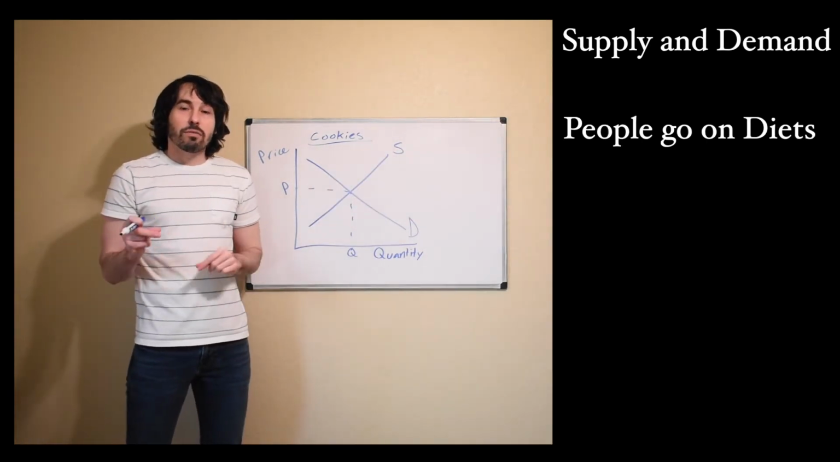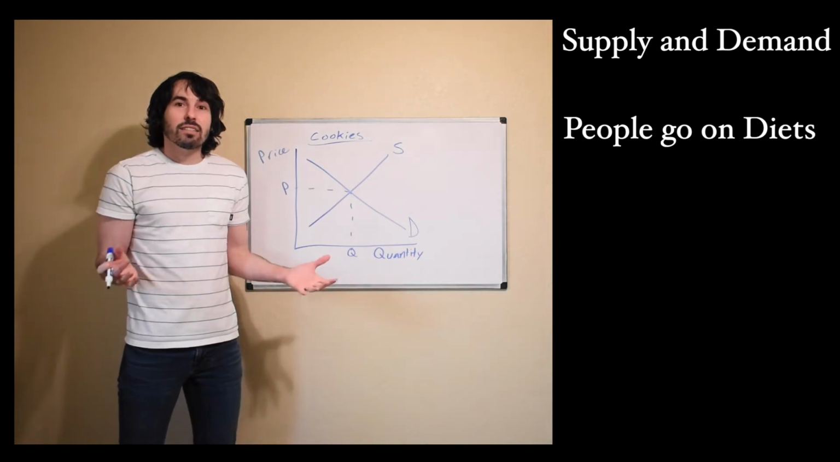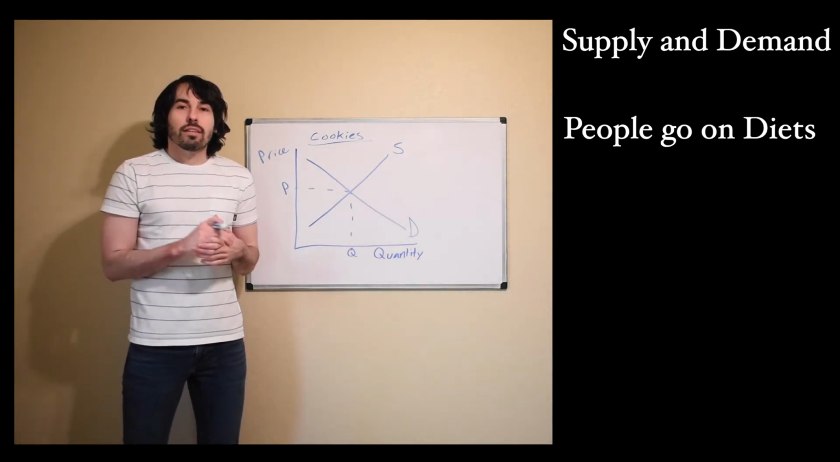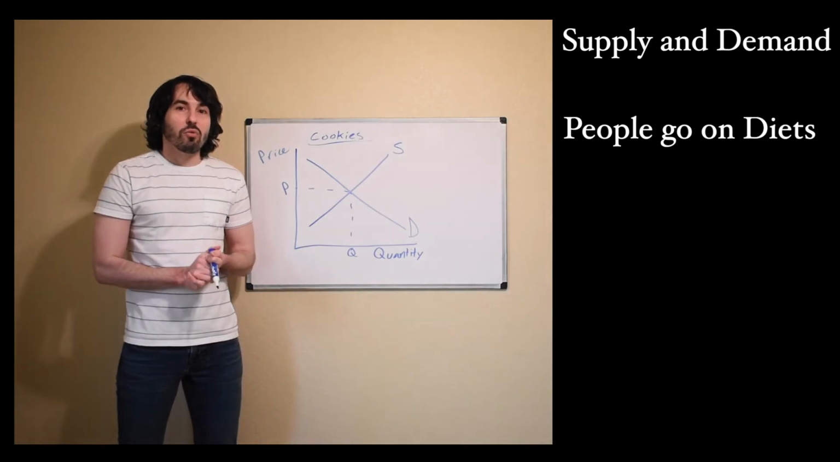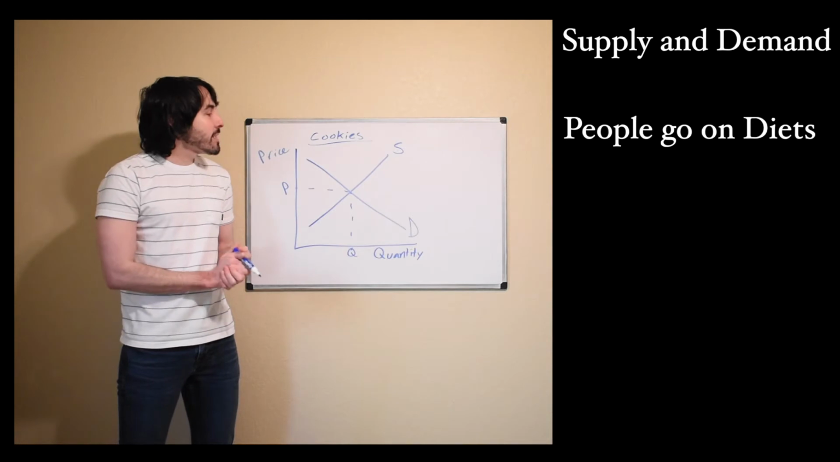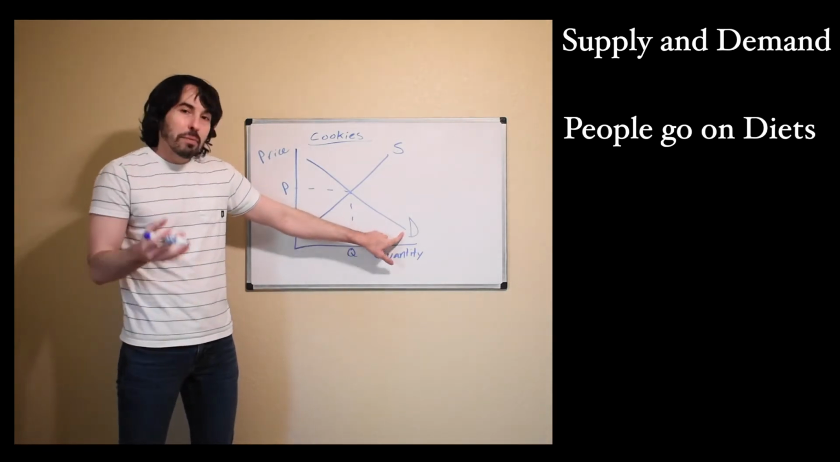First scenario that we're going to talk about is diets. What if a whole bunch of people go on diets all at once? A whole lot of people are going on diets all at once. People are trying to avoid sugar. They don't want to eat cookies anymore. Is this going to cause a change in the amount that people want to purchase?